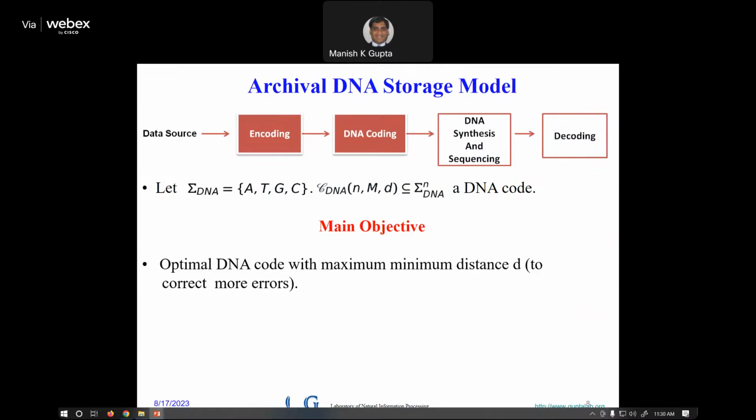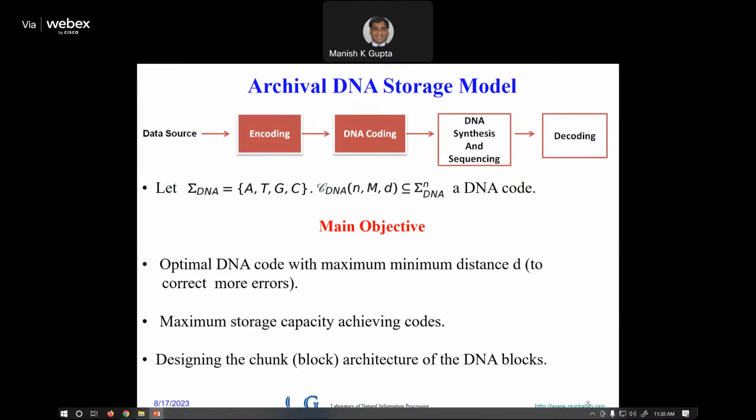So let me give you some brief idea. Data source, encoding, DNA coding, these are the major blocks. Because I want to correct errors, I want to design a codec which consists of DNA strings. In all our previous codecs, we were looking at binary strings, 0, 1, right? But now we have strings of ACGT. So we need to design codecs for that directly. So people have defined what is known as a DNA code. Okay, what is a DNA code?